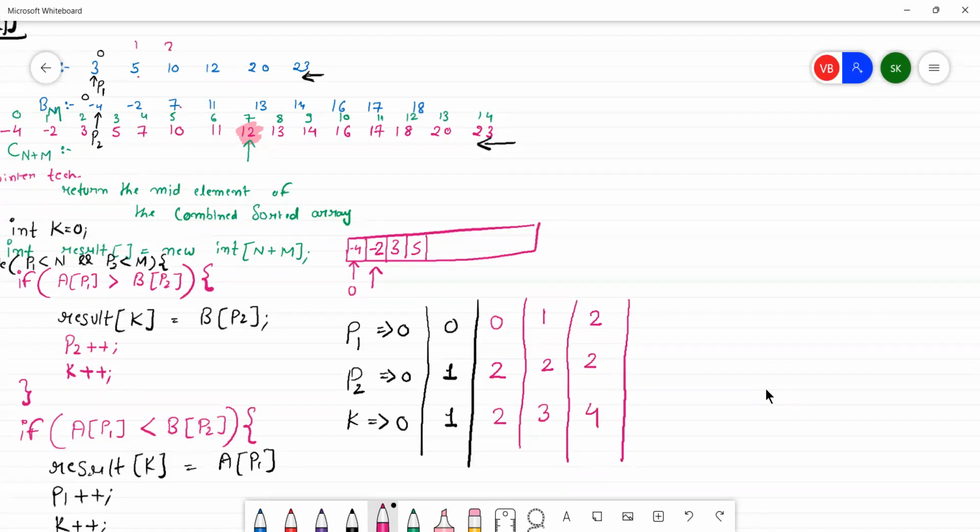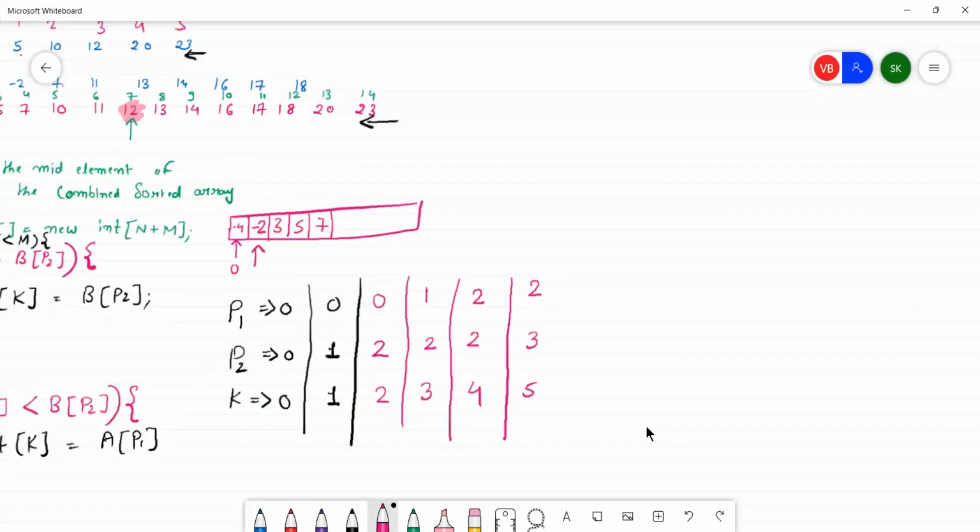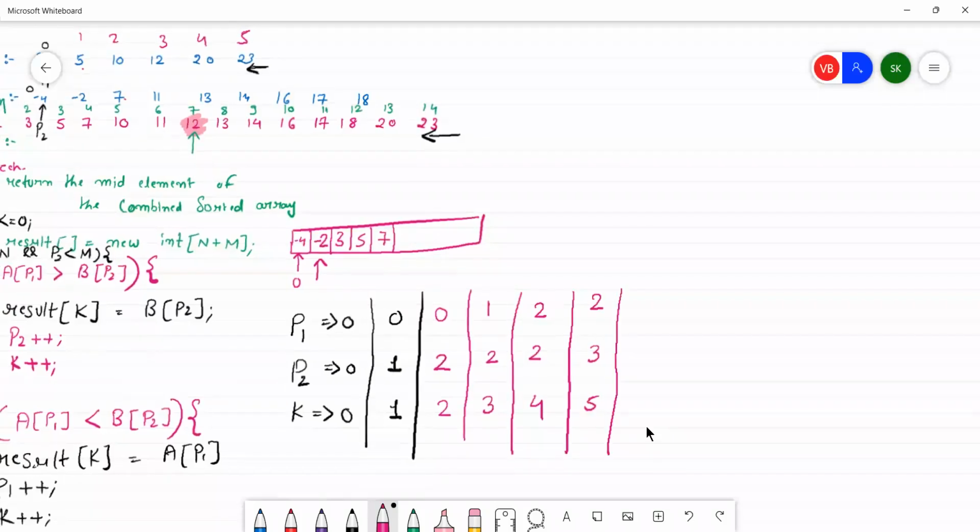Now we will compare 10 and 7. Which one is smaller, 10 or 7? 7. So we will store 7 here and we will increase the value of P2. So here it will become 3. Your P1 will remain as 2 and your K will now become 5. Getting this, everyone? Now we will see here that it will compare 6 and, my bad. It will compare 11 and 10. Which one is smaller?